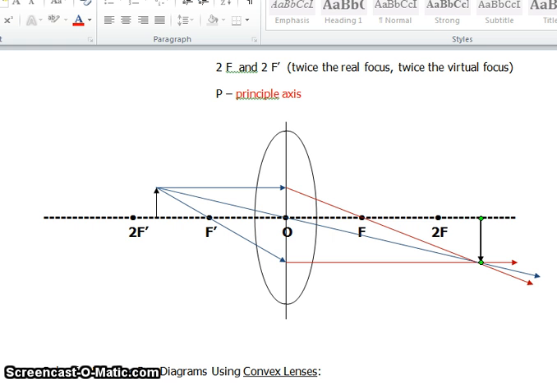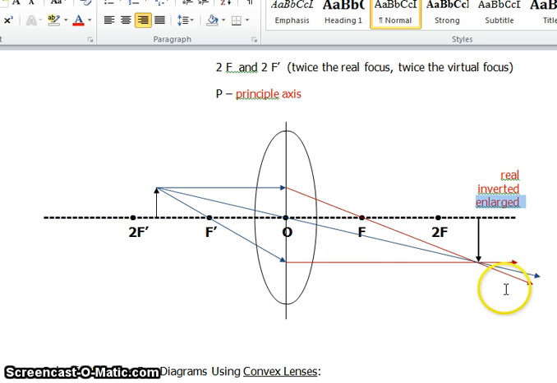And images share the same characteristics when made by lenses that they do when made by mirrors. So this image is real, it's inverted, and it's enlarged. It's on the real side of the lens, and it is inverted because the intersection is below the axis, and it's enlarged because this image here is bigger than this here. And so that is how you draw convex lenses, which happen to be converging lenses. You can tell this because they take these light rays here that are spread out and they focus them into one point. That's what a converging lens does.